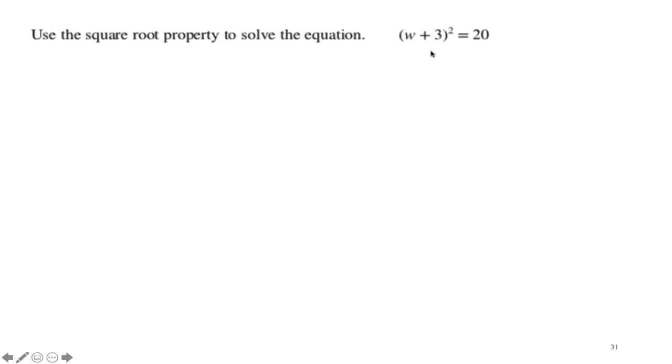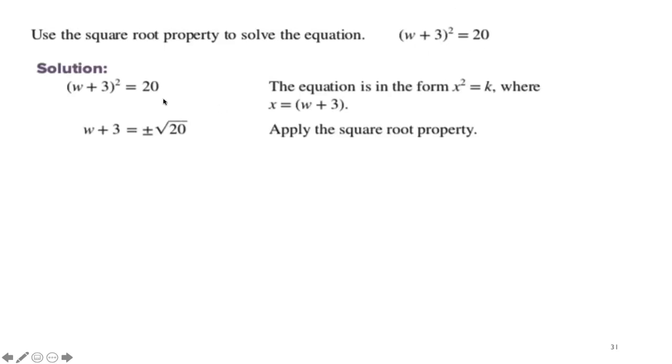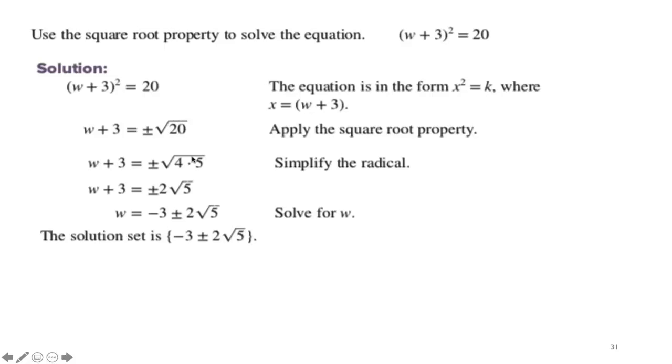Okay, same thing here. I square root both sides to get plus or minus root of 20. And then I can now simplify this by using one of the properties I saw earlier. I'm taking a square root, so I'm looking for some perfect squares in here. I do have a 4, which is a perfect square, and a 5 is not. So the 4 can come out. Square root of 4 is 2.